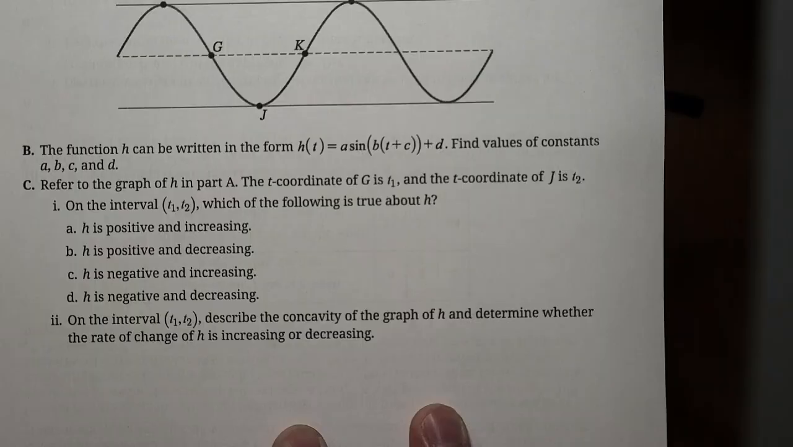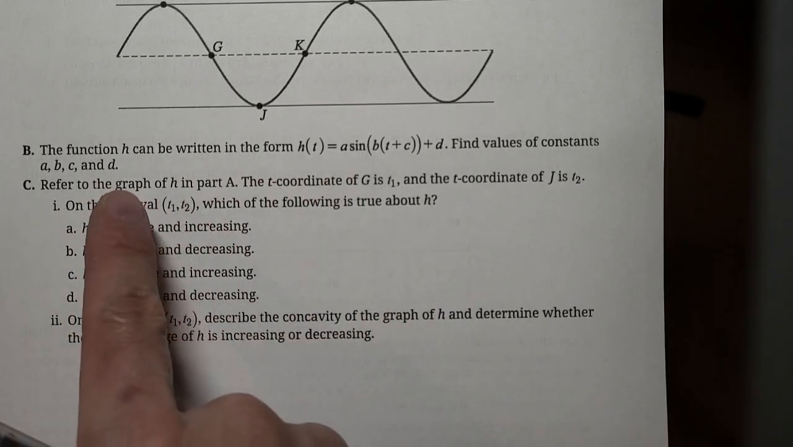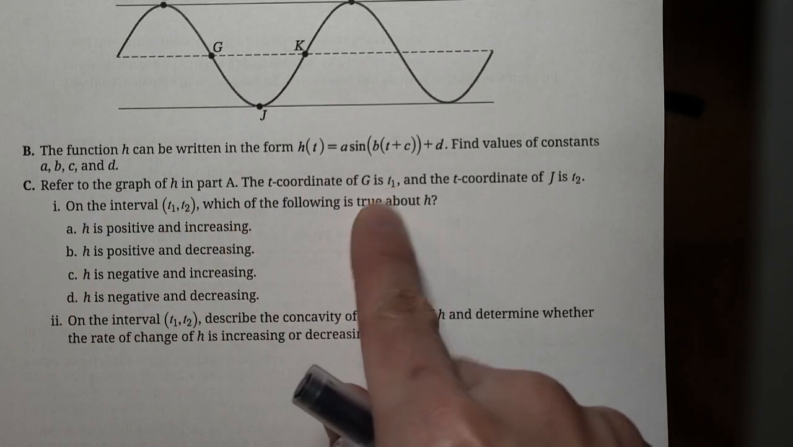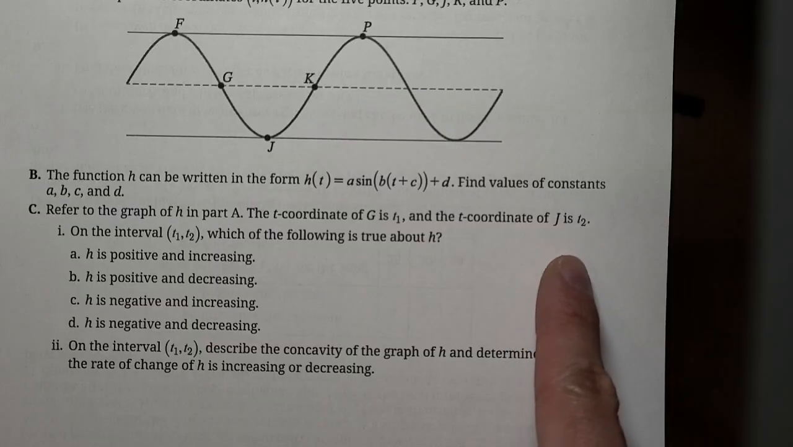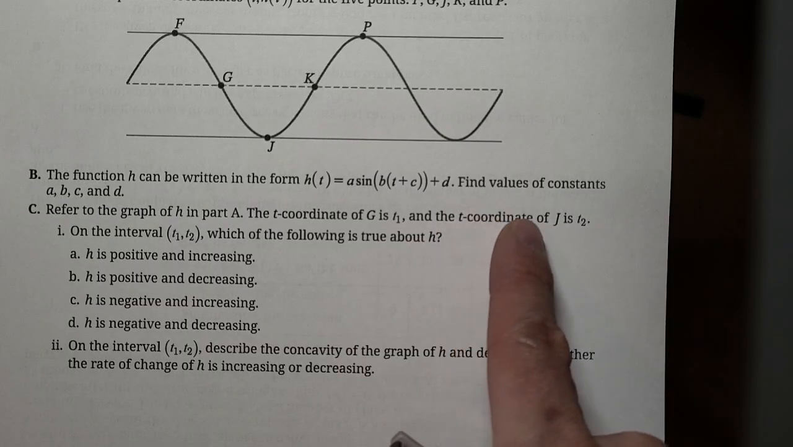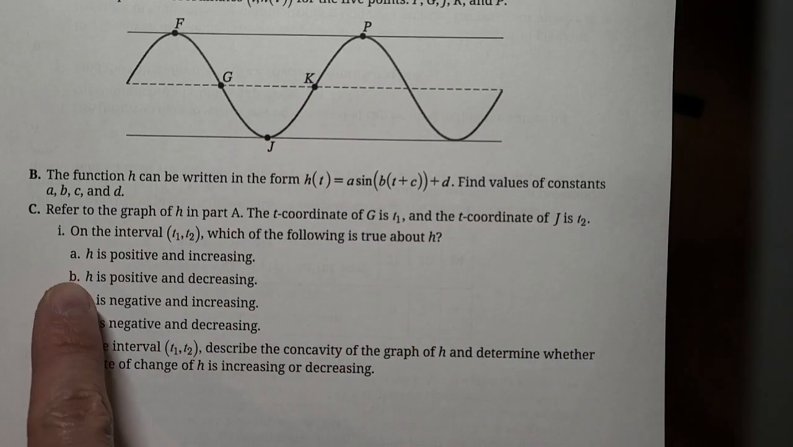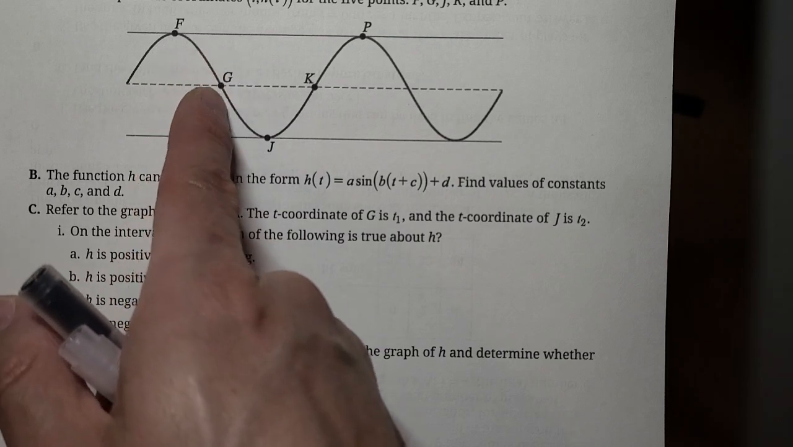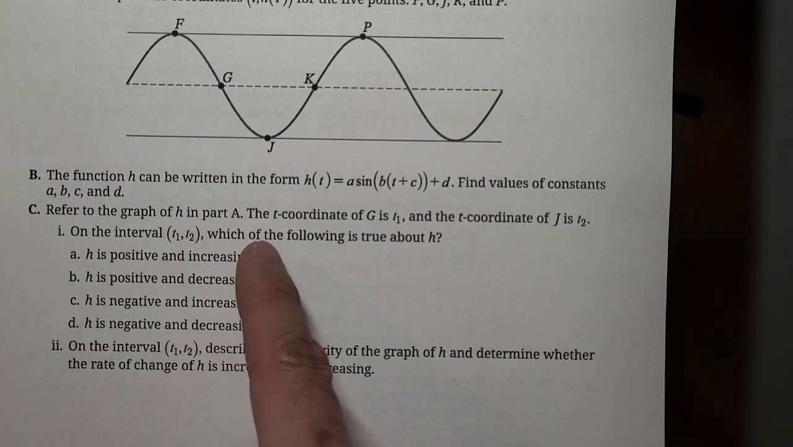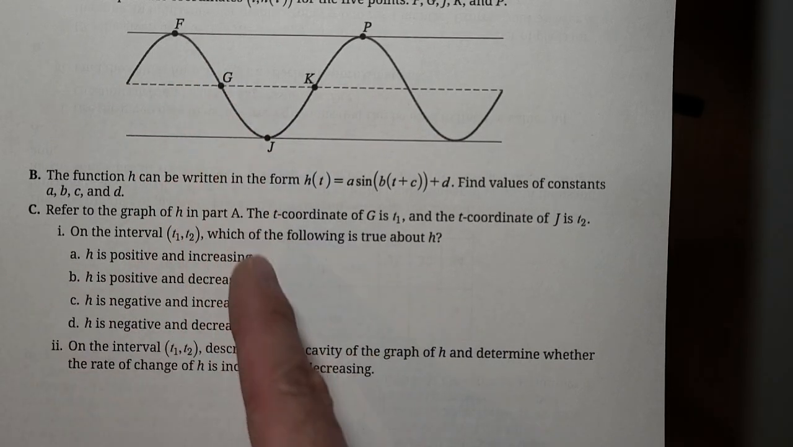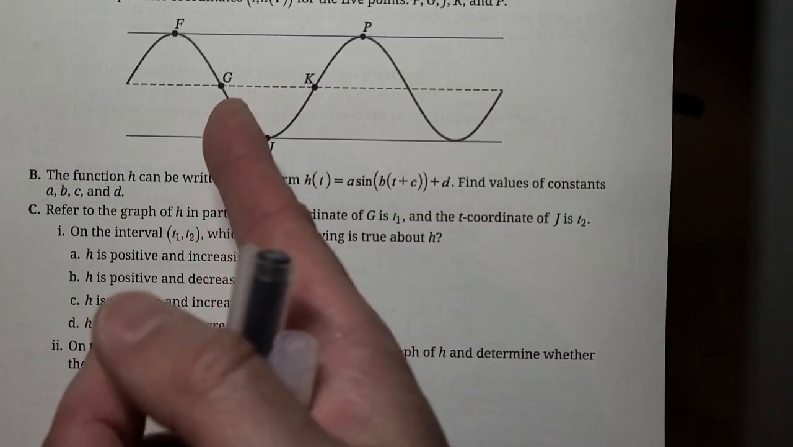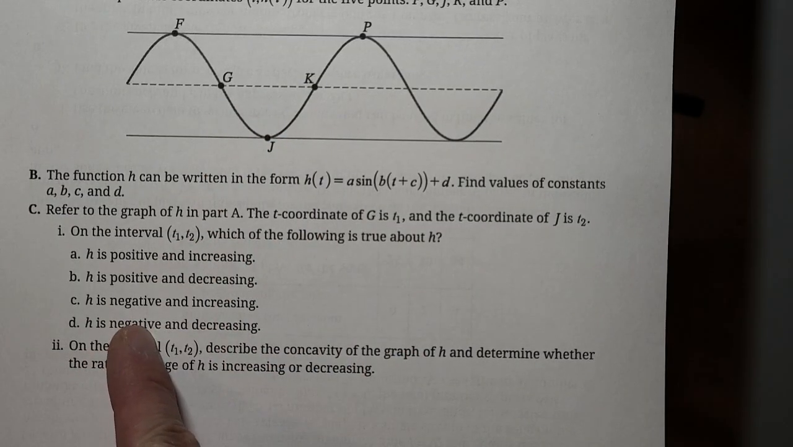Okay, part C, this is really easy. T1 is the t coordinate of G, T2 is the t coordinate of J. So is it decreasing or increasing? Clearly it's decreasing, so rule out A and C. Is it negative or positive? Clearly it's negative by our model, so D, negative and decreasing.